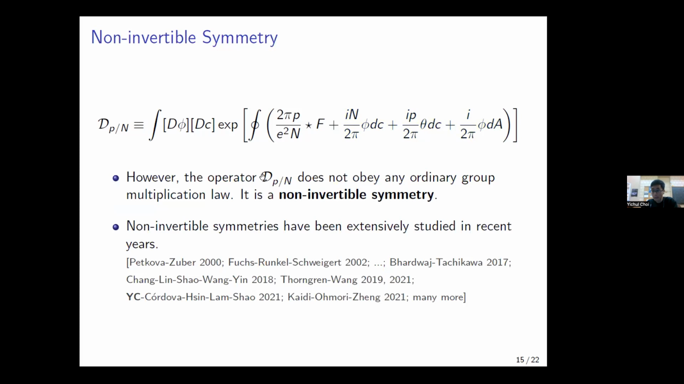However, this new topological surface operator, D_{p/n}, does not obey any ordinary group multiplication law. In particular, this operator does not have an inverse in general topology. This kind of topological operator without an inverse is called a non-invertible symmetry these days. And such non-invertible symmetries have been extensively studied in the past years. And this D_{p/n} gives another example of a non-invertible symmetry.